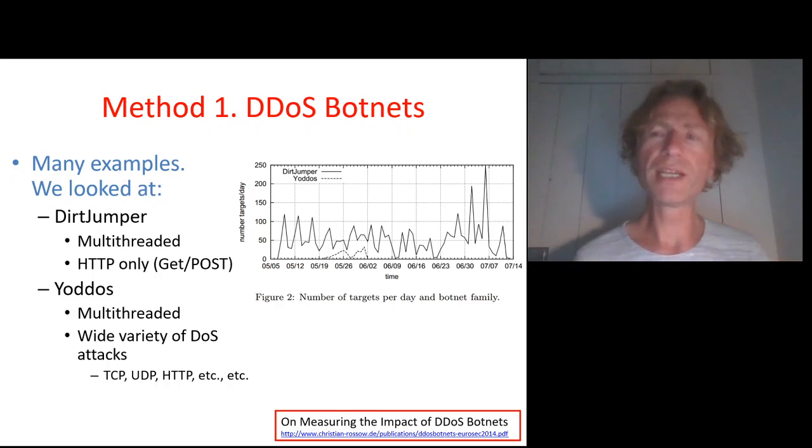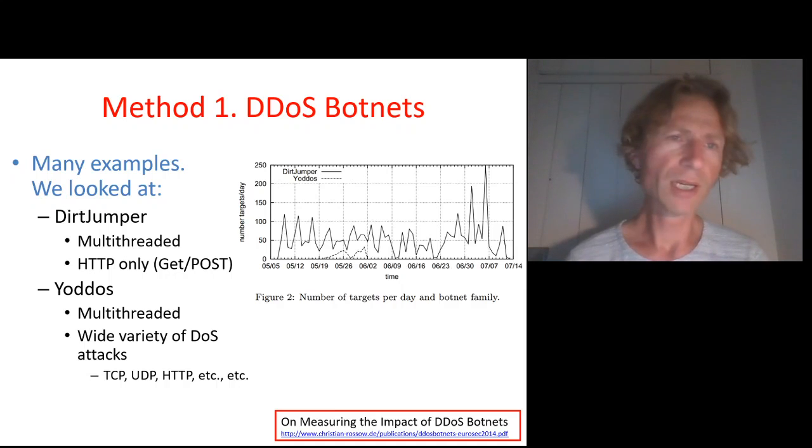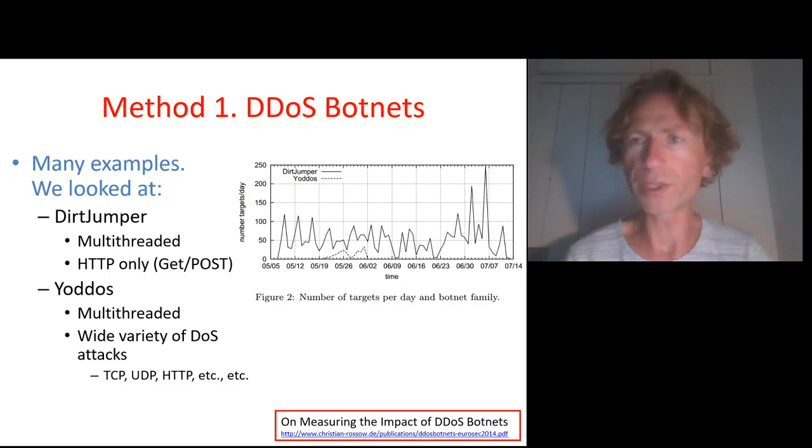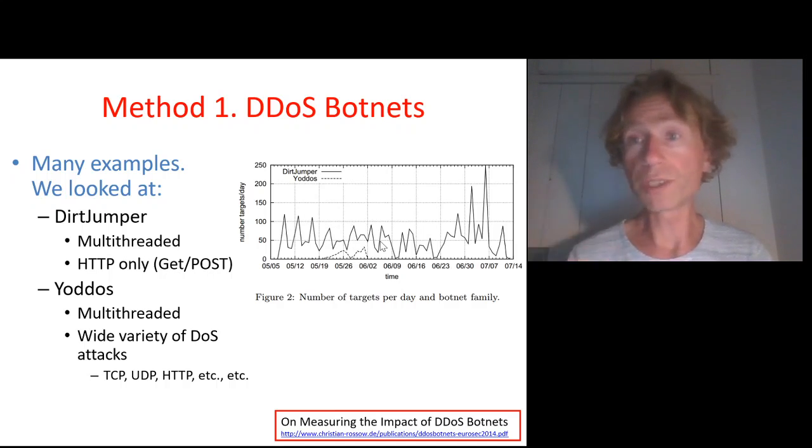In the past, we've actually investigated a number of denial of service botnets, and these are somewhat older ones, Dirt Jumper and DoS, that we reverse engineered and looked at what they were doing, how often they attacked, and it very much varied, right? So the number of targets per day for Dirt Jumper was maybe between 50 and 100 on average, whereas DoS wasn't used very much, right? So it was only occasionally active, at least in the time when we looked at it. And they were different in complexity.